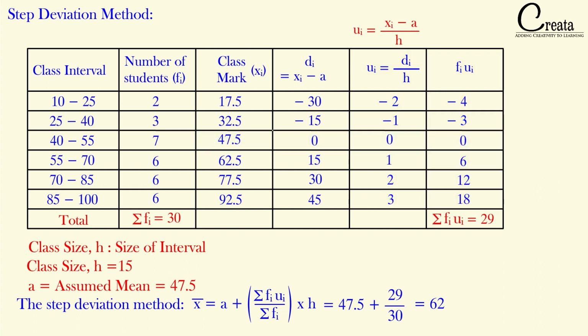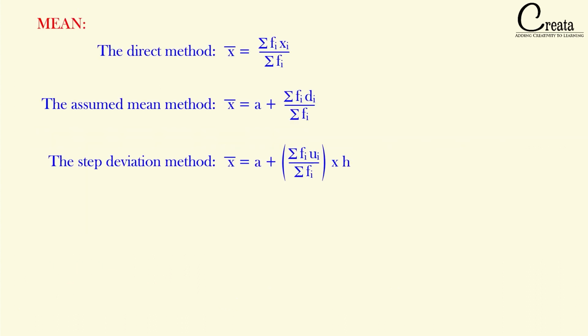Okay? So we have done all the 3 methods of the mean: the direct method, the assumed mean method, and the step deviation method. Now you know how we got all these 3 formulas. Okay, got it? These are the formulas. In the next lecture, we will cover the questions related to these formulas. So do not miss that lecture.